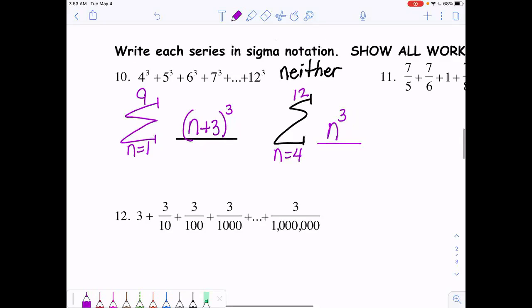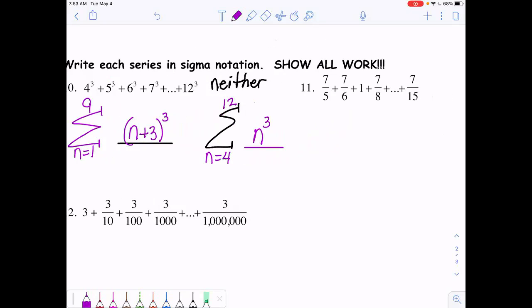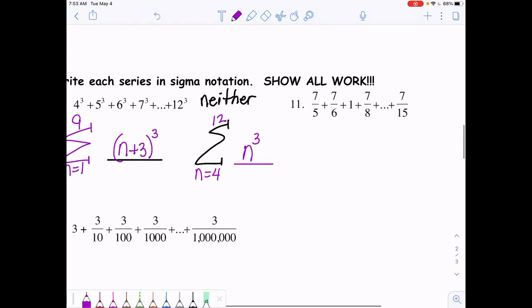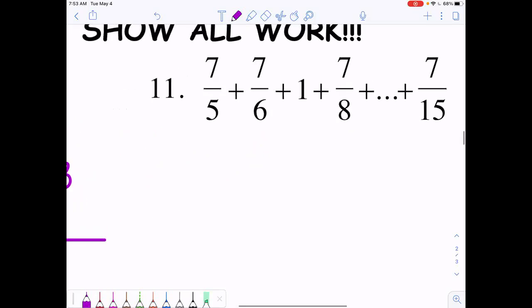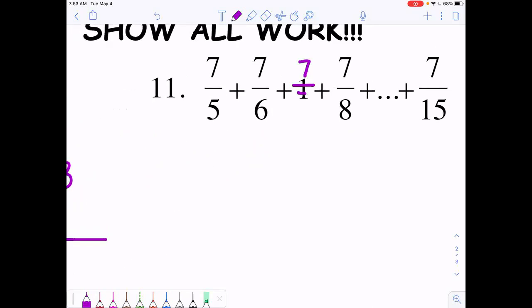So when you look at number 11, let's take a peek there. We have 7/5, 7/6, and then it says 1. And then 7/8 all the way up to 7/15. How could you write 1 as a fraction? Alyssa? Yeah, 7/7, just so that my pattern looks kind of alike here. So 7/5, 7/6, 7/7, 7/8, 7/9, 7/10, 7/11, 7/12. Let's write this in sigma notation.